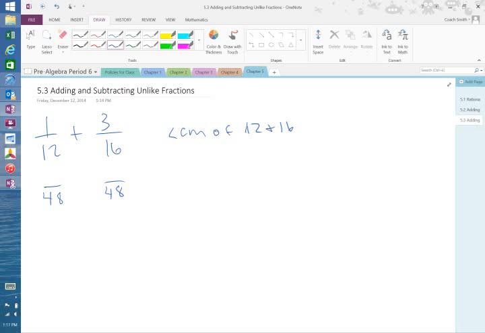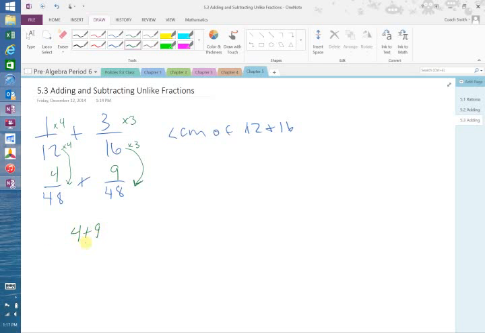So we're going to make equivalent fractions with 48 on the bottom. How we do that is we ask ourselves, what did we do to 16 to make it 48? Times 3, so we do the same thing at the bottom, we must do it to the top. So it gives me 9 over 48. What did we do to 12 to make it 48? Times 4. So we did that on the bottom, so we must do the same thing on top, making that 4 over 48. Now that they have common denominators, I can do the same thing we did in the last section.